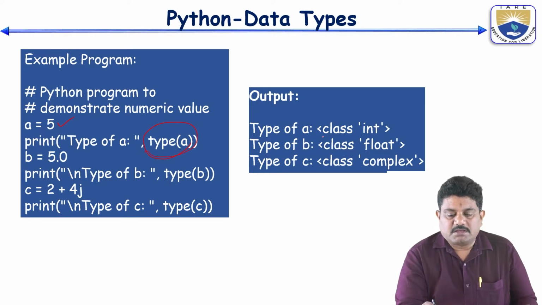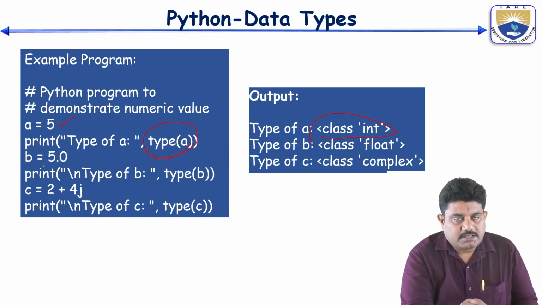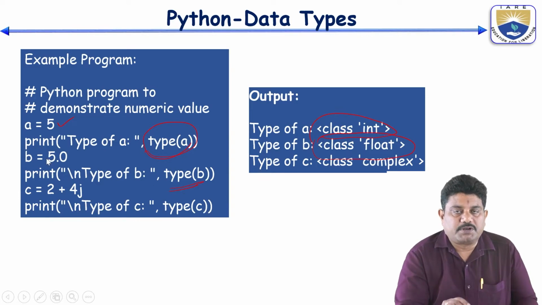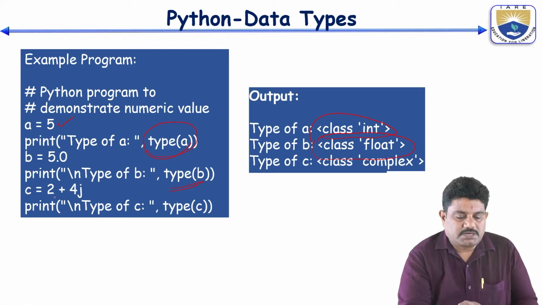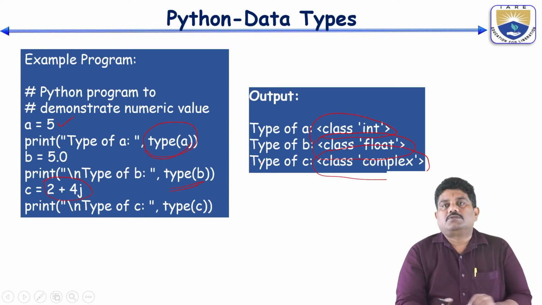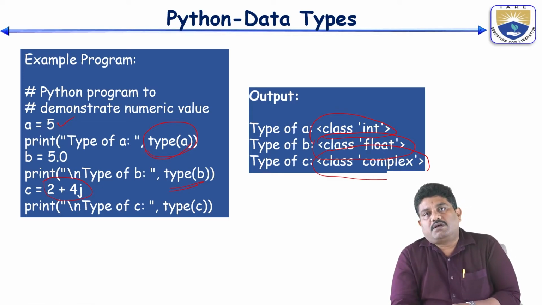So the type function prints the type of a as class int. And next, you are assigning b equal to 5.0, and you are printing type of b by passing b as a parameter to the type function. The type function returns class float, because b holds a floating point value. Then in the next statement, c equal to 2 plus 4j. 2 plus 4j is a complex number, and you are passing c as an argument to the type function, which returns class complex here. So this is how we can identify the type of a variable.